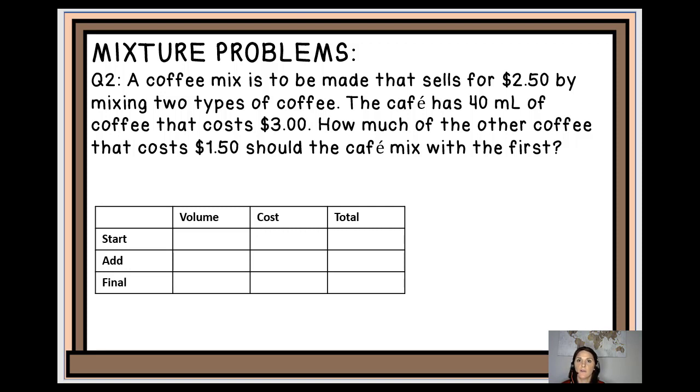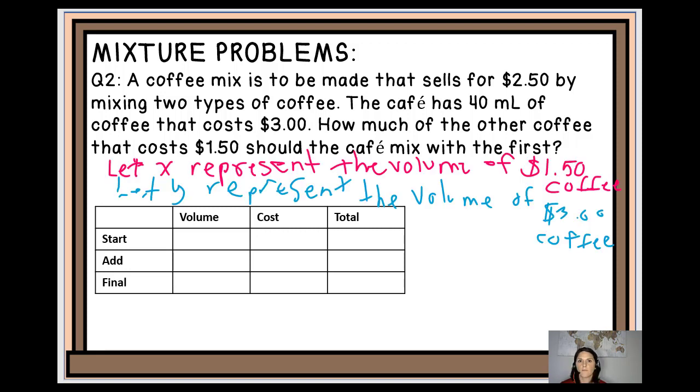Okay, so again, we are going to start by defining our variables and then putting the information into our table. Let's go ahead and define our variables. We're going to let X represent the volume of $1.50 coffee. We're going to let Y represent the volume of the $3 coffee. Okay, let's fill in our chart. We know the cafe has 40 milliliters of the coffee that costs $3, so we are going to put that into our chart.